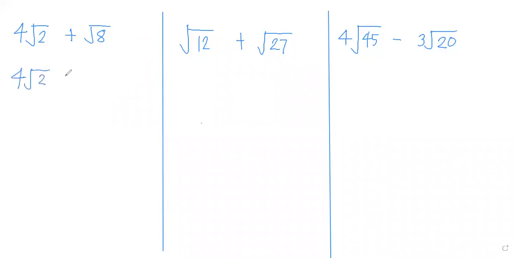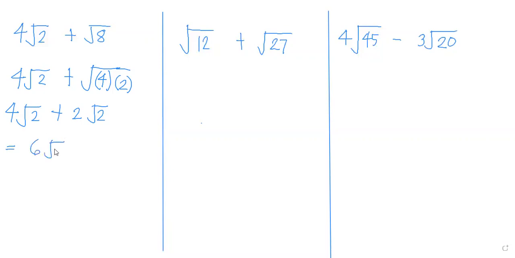4 square root of 2 plus, okay, break down 8 in such a way that one of the factors has a perfect root. So rewrite 8 into 4 and 2. Now 4 has a perfect root. You can take it out away from the radical sign. So this now becomes 2 square root of 2. Since we have now transformed the radicals into similar radicals, we can now directly add them. The final answer is 6 square root of 2.